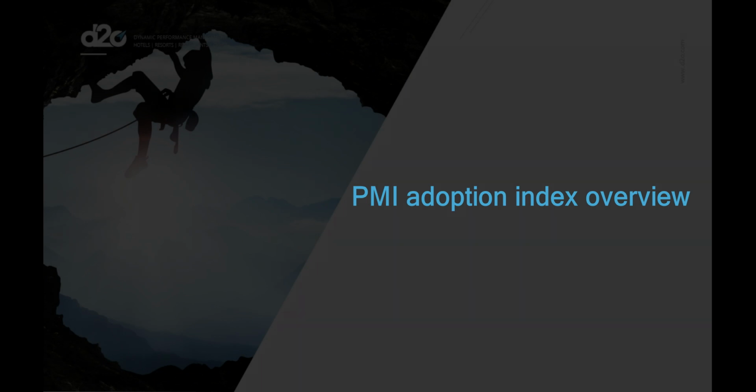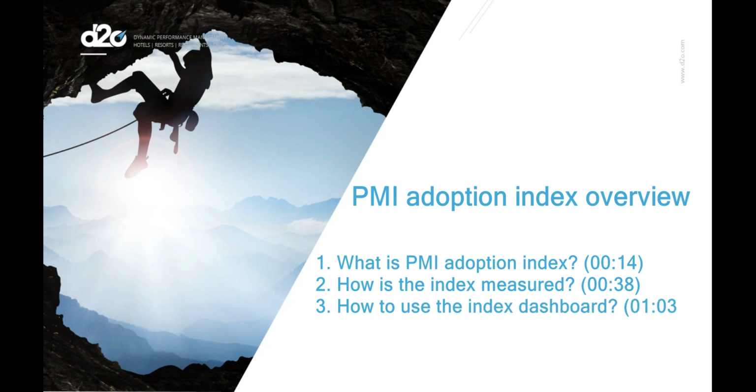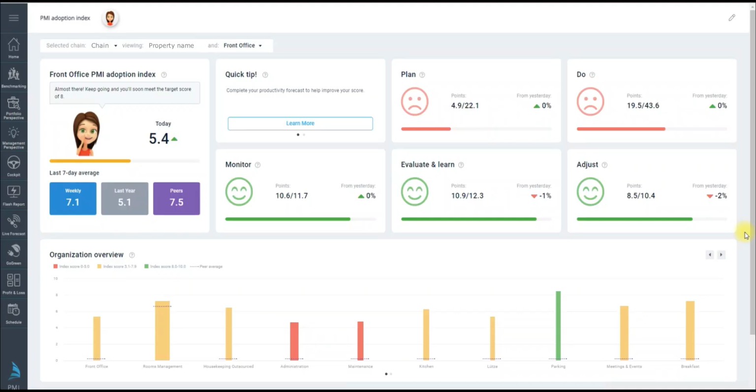Hi, in this video we will cover what is PMI Adoption Index, how the index is measured, and how to use the index dashboard. PMI Adoption Index measures your resource and productivity management skills. The score indicates how well your productivity management skills and habits are according to best practice. This is a tool that can really guide you on how to effectively manage your resources, which will help lead to optimal staffing, reduced waste, without affecting the customer experience.